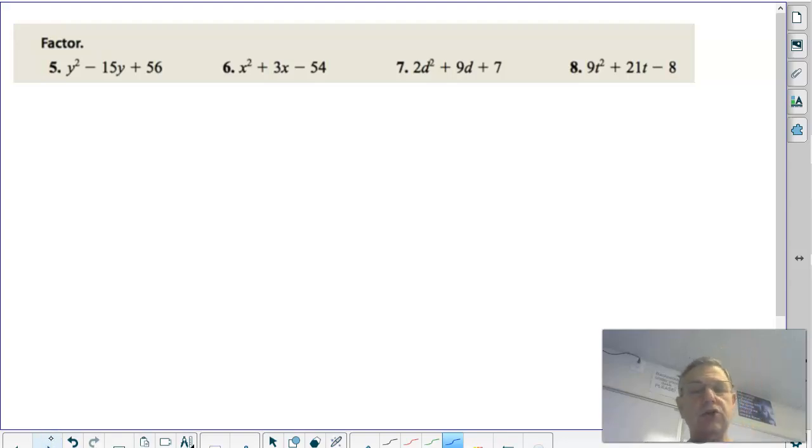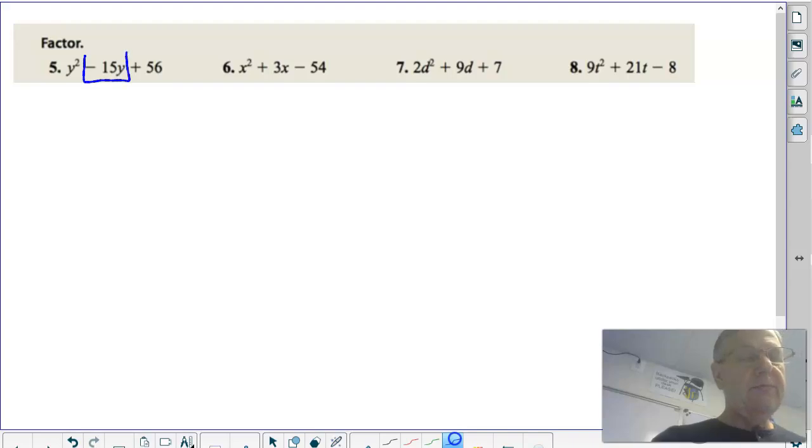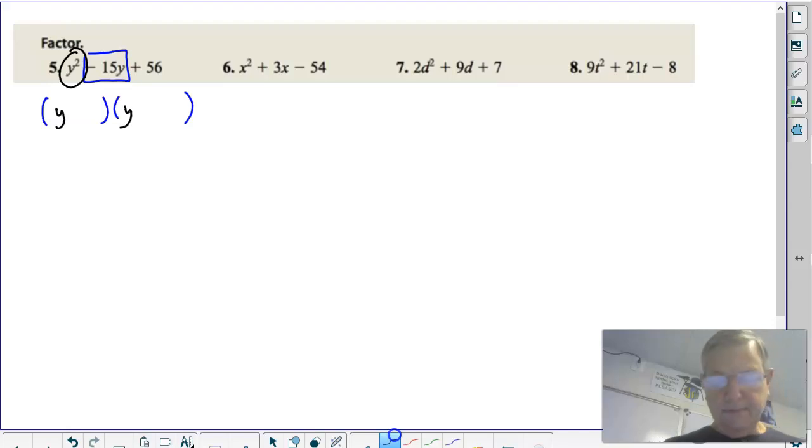Now you look at these and they're trinomials. There are 3 terms, which means we're going to use trial and error, which also means you have to make sure that your outers and inners add up to the middle term. So here's the middle term on number 5. When I make my 2 parentheses, the front is going to be factors of y squared. It has to be y and y. The back has to add up to negative or to positive 56, but I have a clue here.